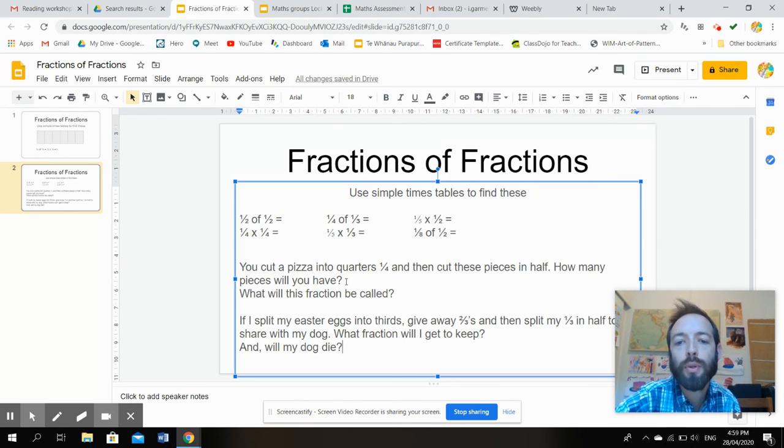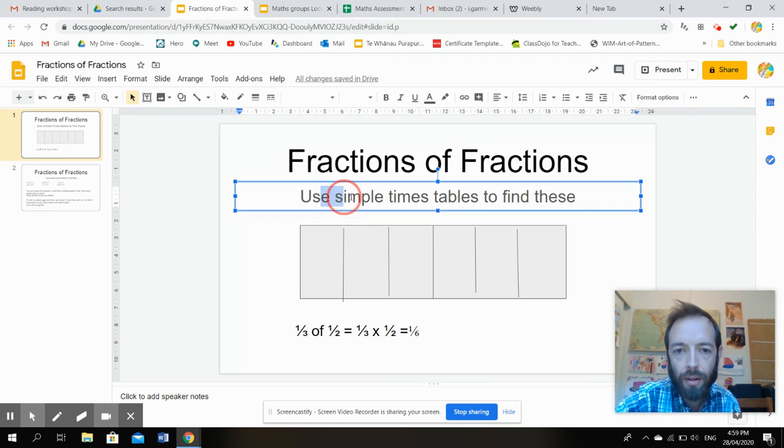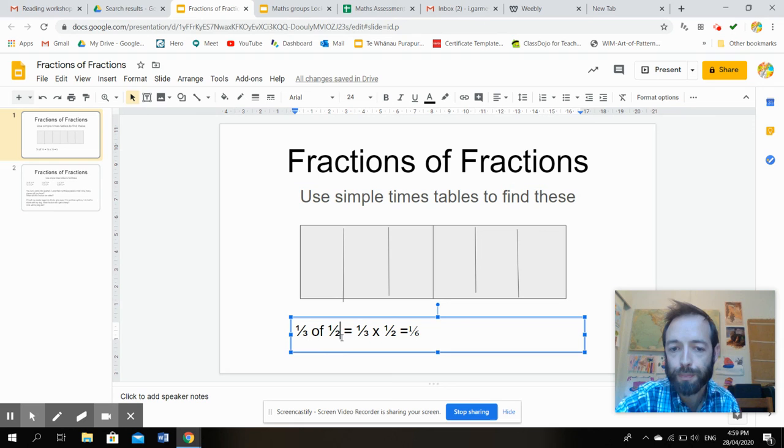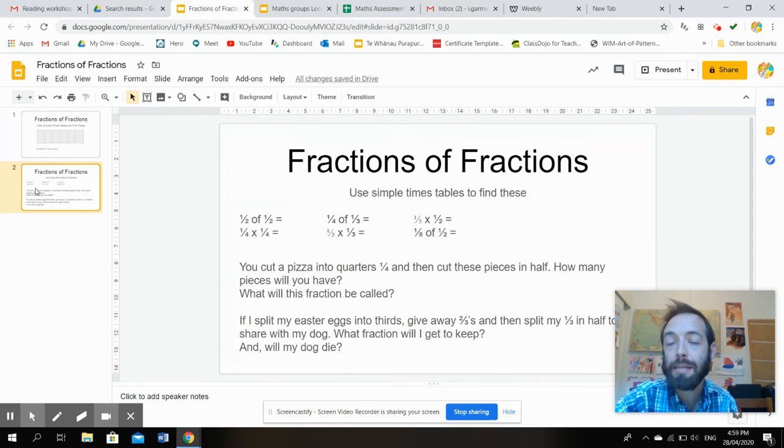If you have any trouble with how times tables are applied here, please send me an email. And just remember, it is about identifying what the times table is. In this case, 3 times 2. And what seemed like a really tricky problem is actually a really basic times table.